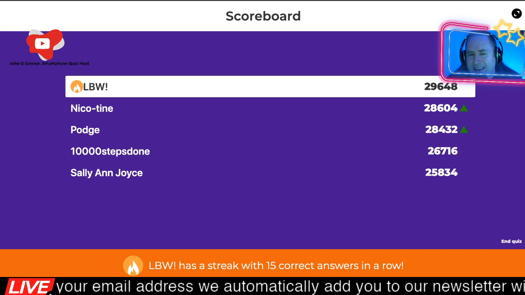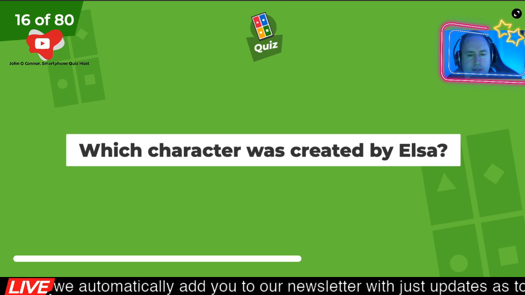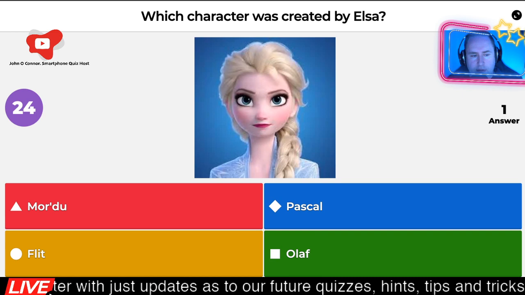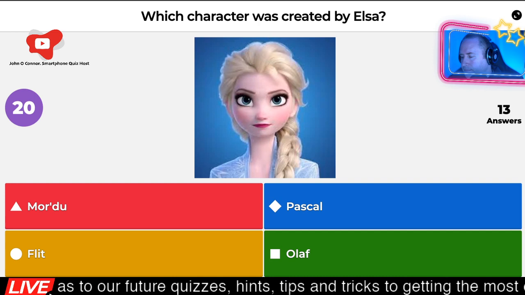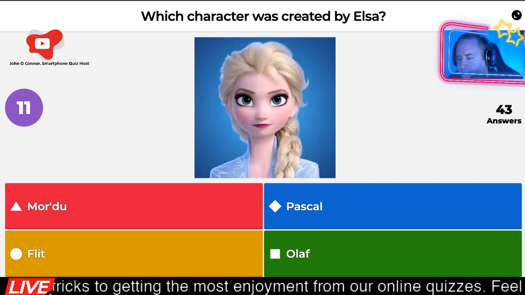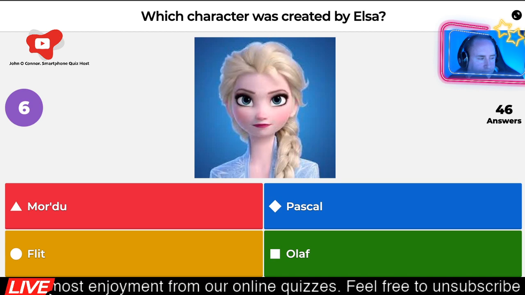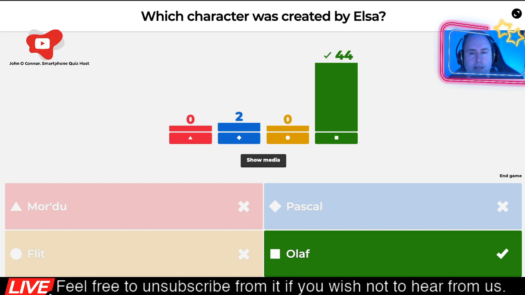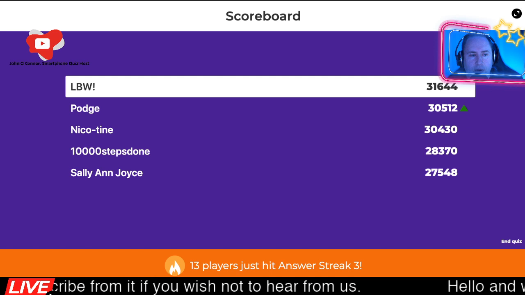Multiple choice. Which character was created by Elsa? Is it Mordu, Pascal, Flit, or Olaf? Four correct answers with Olaf is correct. Okay, so Podge has moved into second place with this answer, overtaking Nicotine. Here is your next question.